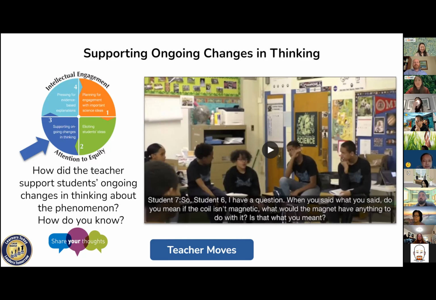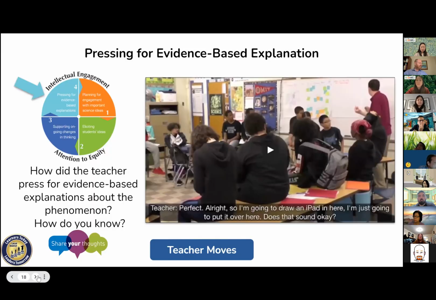All right. So then we have a fourth segment. And for this one, we're looking at how the teacher is pressing students for evidence-based explanations so that they can really work towards a constructed final explanation.